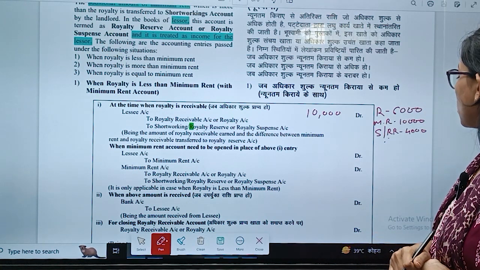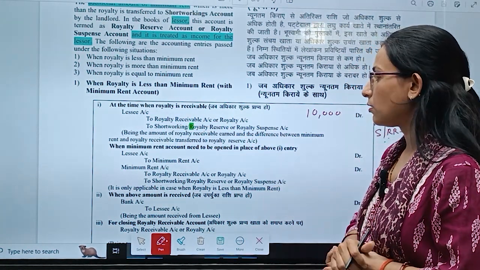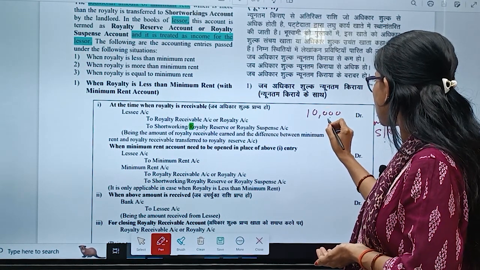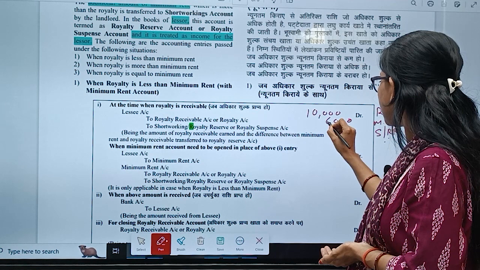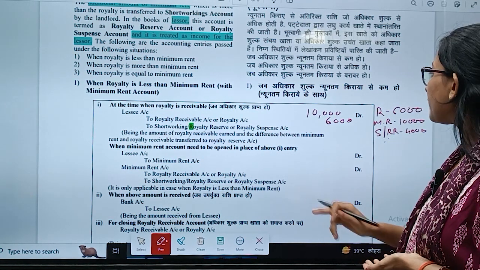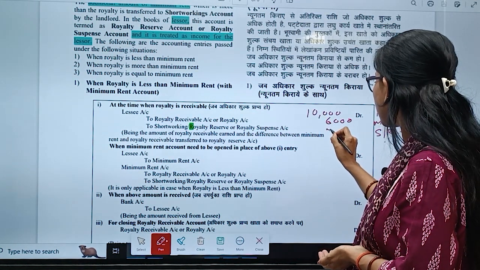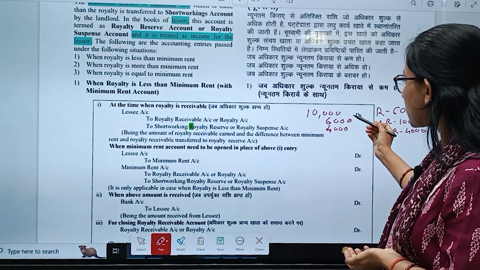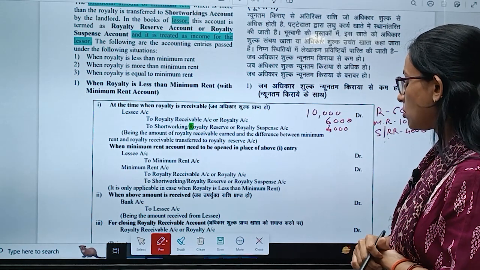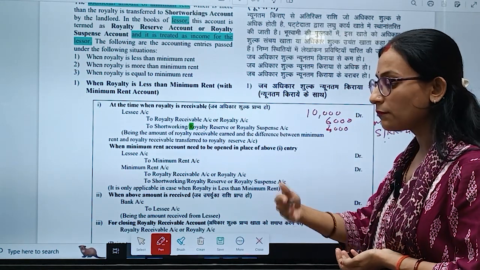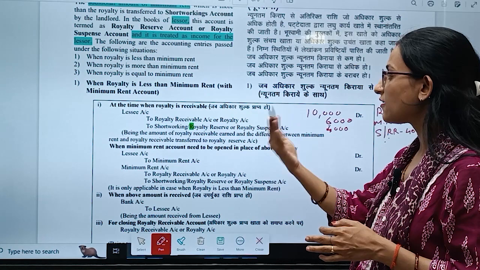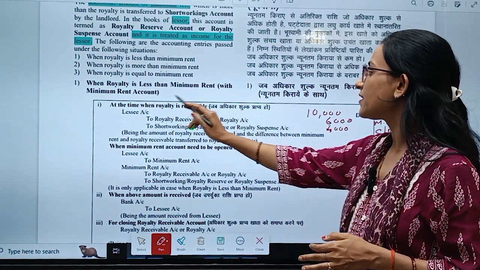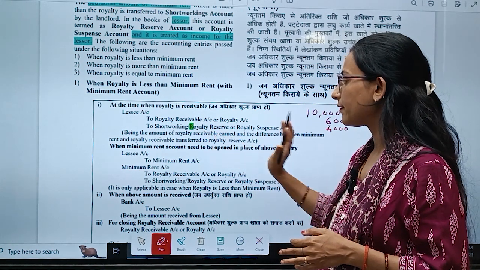Royalty to royalty receivable. In this 10,000 amount, 6,000 rupees is royalty receivable, and the remaining 4,000 is the short working or royalty reserve. So total 6 plus 4 is 10,000. So lessee is going to pay the money, not yet received, but the receivable amount is 10,000. So first entry is lessee to royalty receivable to royalty reserve.